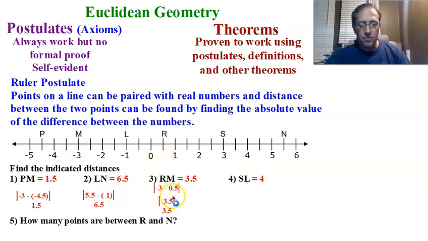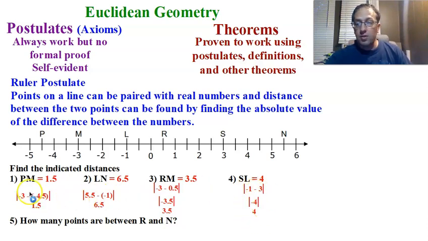Well, that's negative 3.5, but we want the absolute value, which means you take a negative and make it positive. If it was already positive, it stays positive. Same thing over here with SL. From 3 down to negative 1, so negative 1 minus 3 is negative 4, but we want the absolute value, which makes it a positive 4.